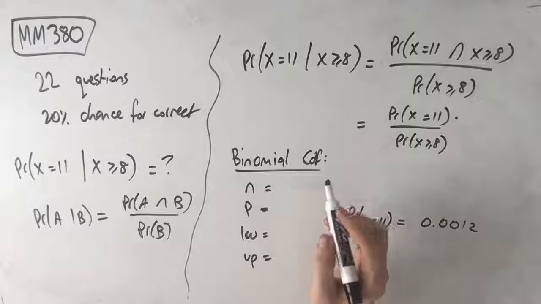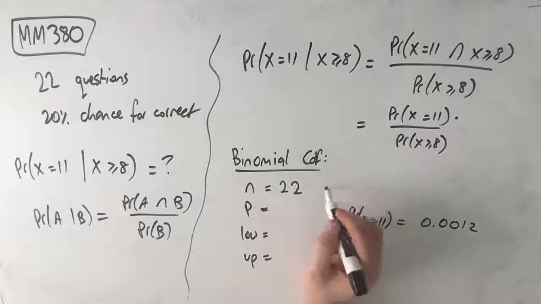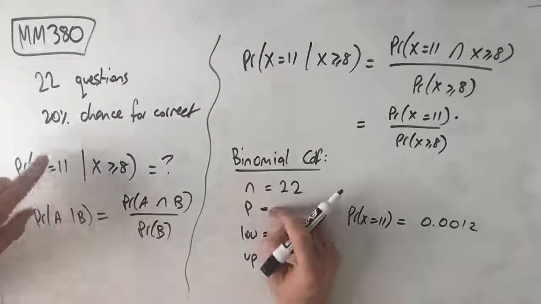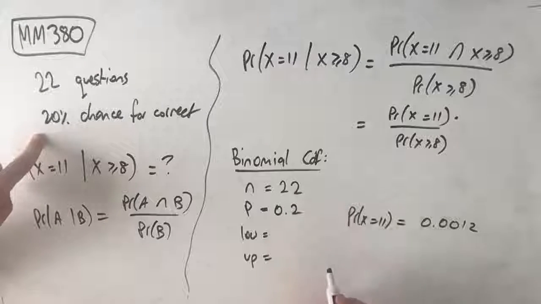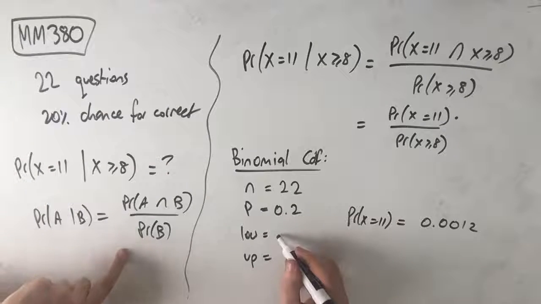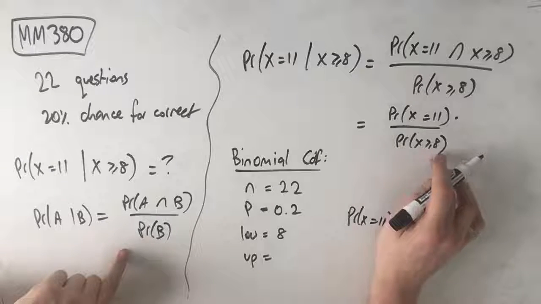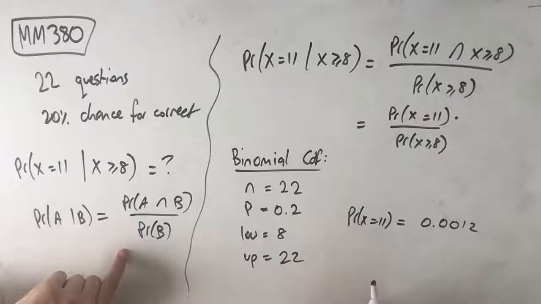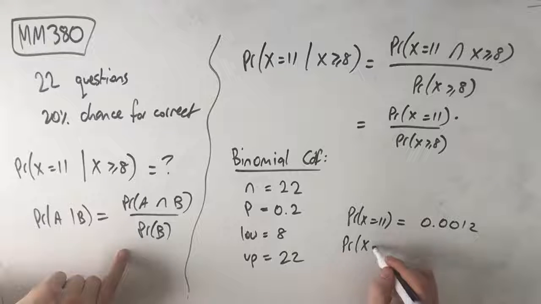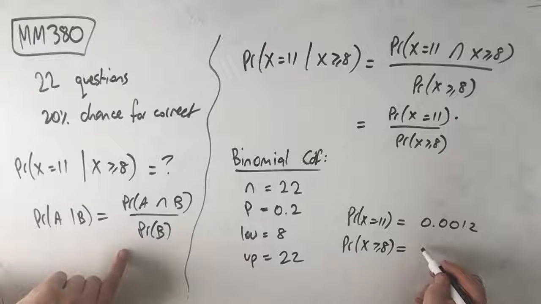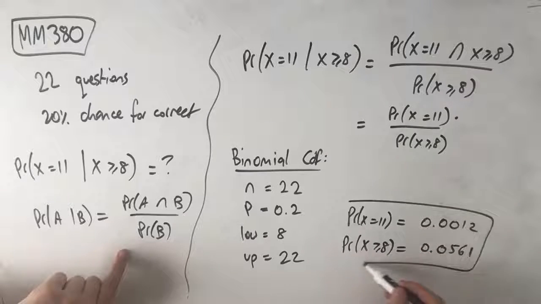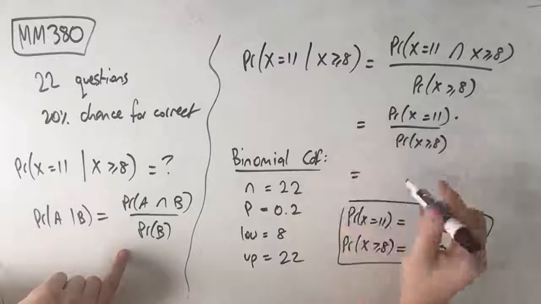Now again, we're going to use our binomial CDF to find our probability that x is greater than or equal to 8. So this time our n is still 22, so we're still dealing with 22 questions. The probability that we get any of them correct is 0.2 still. The lower bound this time is 8. Okay, so we're looking for greater than or equal to 8. So our lower bound is 8, and our upper bound is 22, right? Because we're looking for the probability that John scores between 8 and 22. So the probability that x is greater than or equal to 8 is equal to 0.0561.